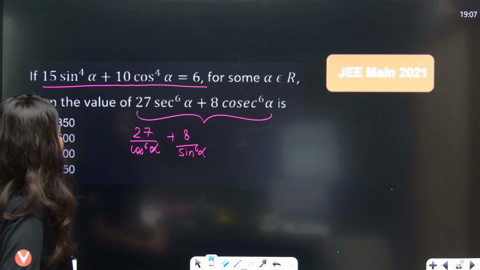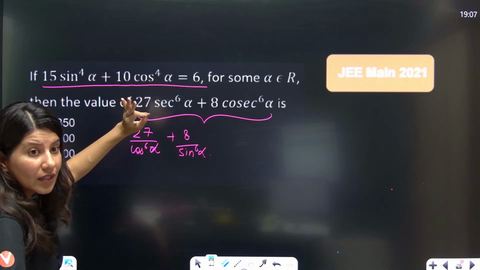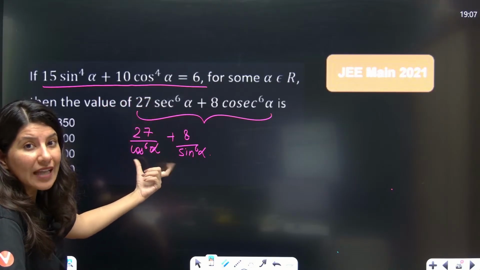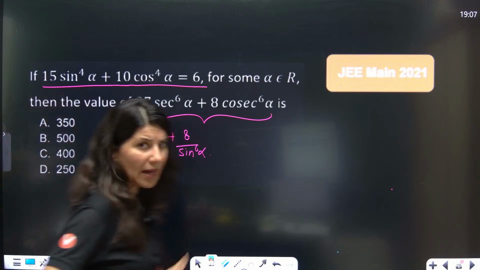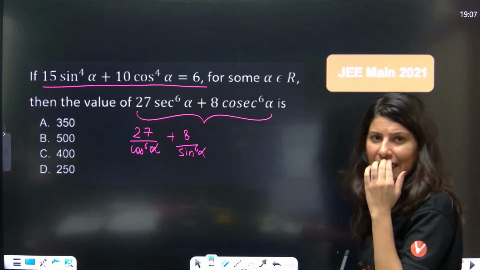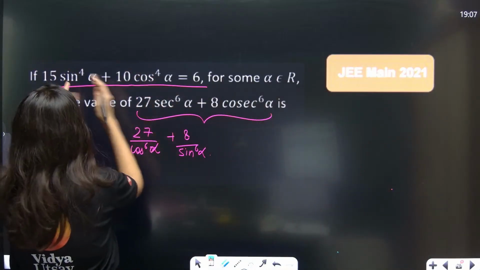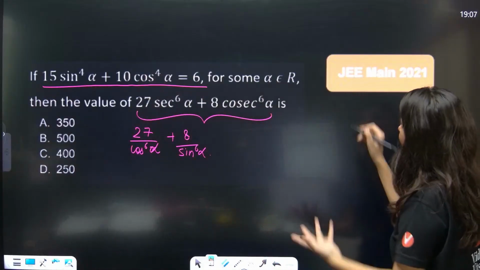So now think about it: you have one equation in sine and cos both, and you need to calculate the value of sine alpha and cos alpha. How will you do that? First of all, we have a relation in sine and cos. Forget about this now, let's talk about this. Sine is also there, cos is also there. So can we have a relation?